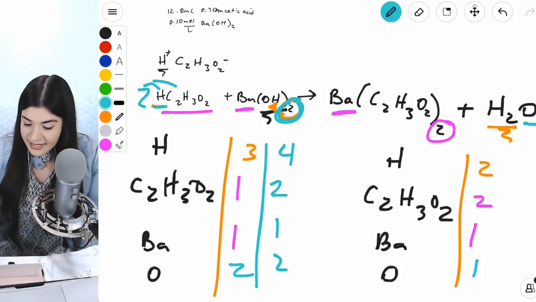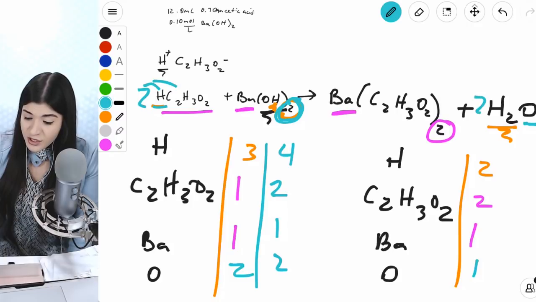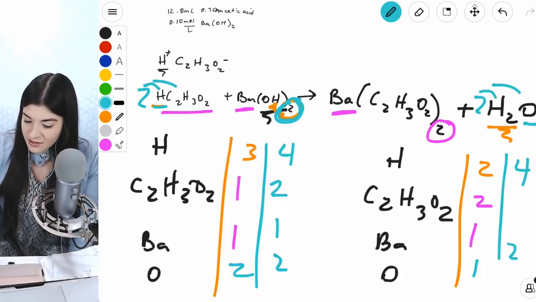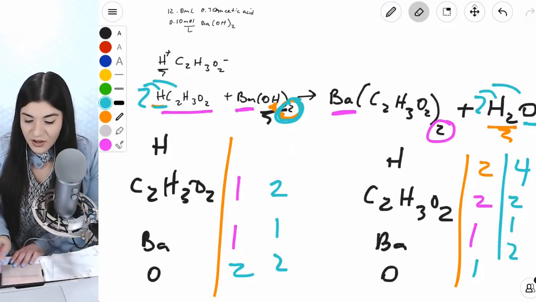Next, I have to balance out the product side, and because we don't have the correct amount of oxygen or hydrogens, I'm just going to put a 2 in front, and you'll notice everything's balanced now. So this is a 4, and this is a 2. Everything is good. Okay. So that's the correct balancing.